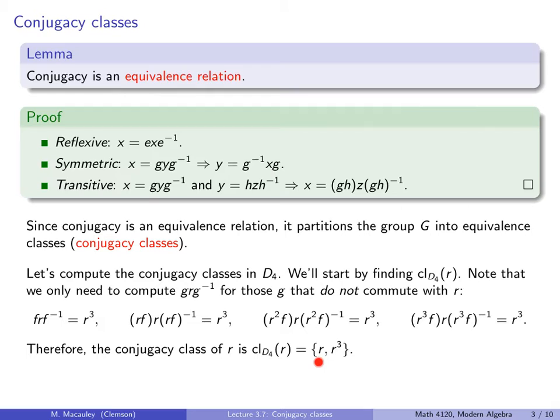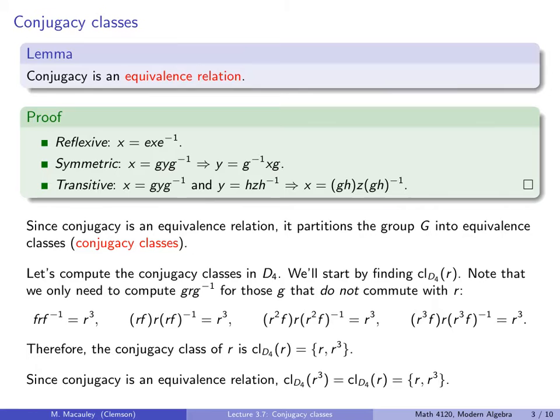So these four elements, we conjugate R by it, we get R cubed, and the other four elements, those that do commute with R, obviously when we conjugate R by them, we get back R. So the conjugacy class has two elements. Since conjugacy is an equivalence relation, then the conjugacy class of R cubed is equal to the conjugacy class of R. And both of these, of course, are R and R cubed.